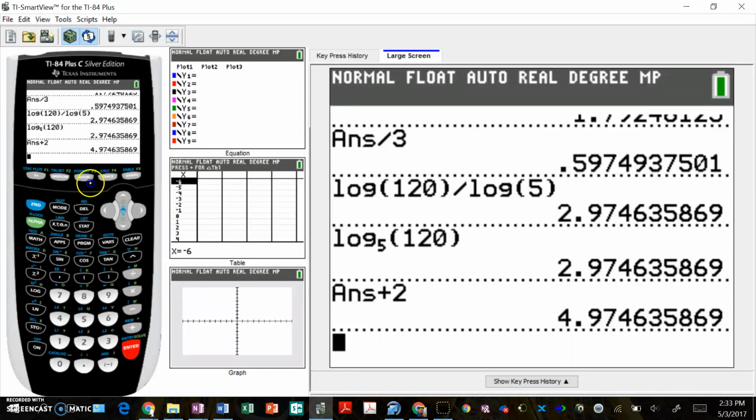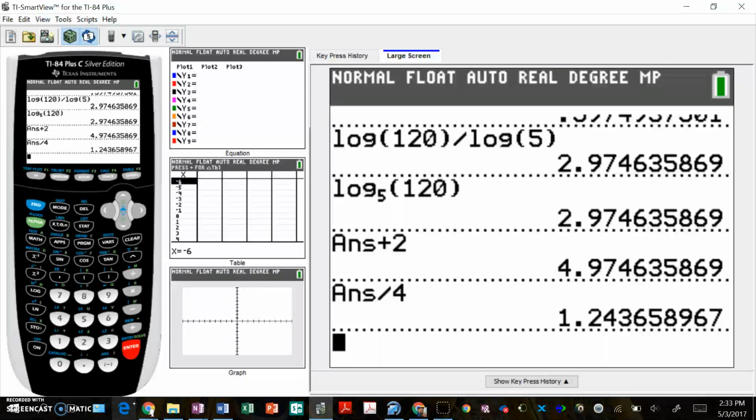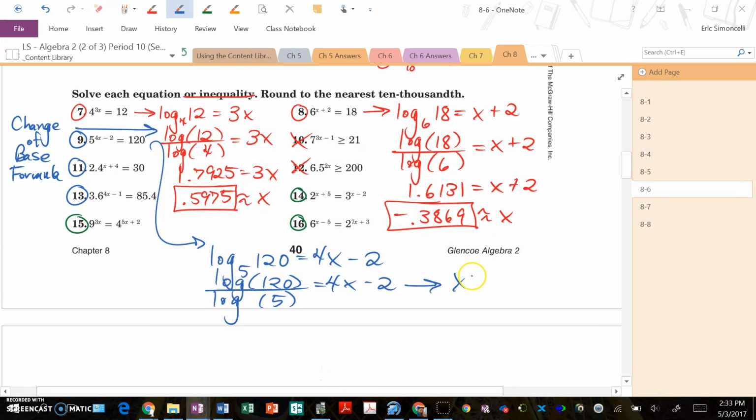Take that decimal, divide by 4. Our final answer should be 1.2437, and that's what I'm going to write. X is roughly 1.2437.